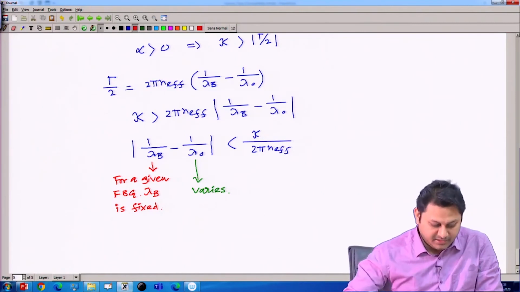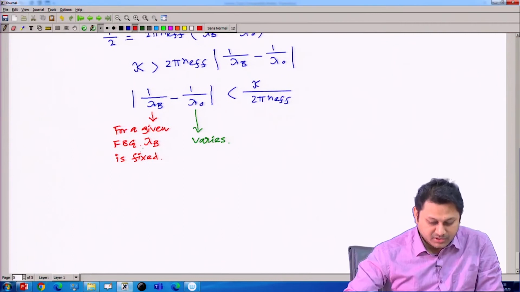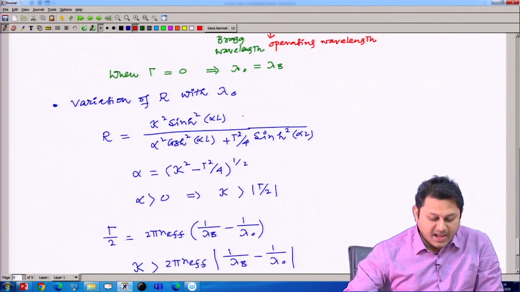And I am launching a light for which this quantity lambda 0 is not equal to lambda b. So, there is a mismatch of these things. Now, if this quantity is less than this quantity kappa divided by 2 pi n effective, then we have the reflectivity expression this.